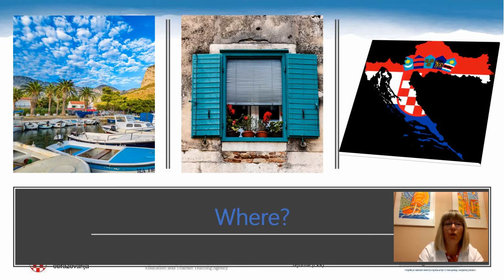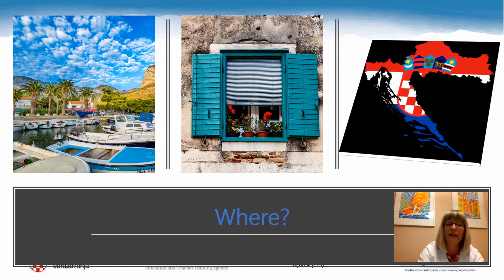I'd like you to observe these pictures. Where are the first two photos taken? What do you think? Probably you'll agree with me and say that they are taken somewhere along the coast. And what is the name of the town in the photo? Let's guess. Probably it's a small town near Makarska.